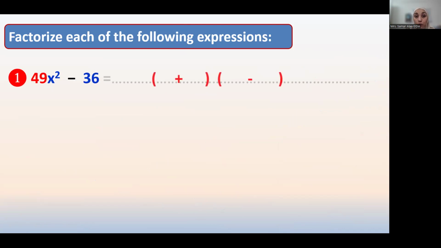So first, we will put the two brackets. One is positive, the second is negative. Then the square root of 49 will be 7, and the square root of x² will be x. Excellent. So in the first bracket we will write 7x, and in the second bracket we will write 7x. And now it's the turn for 36. The square root of 36 is 6. We will write it in the first bracket and in the second bracket. Now we have solved the question.